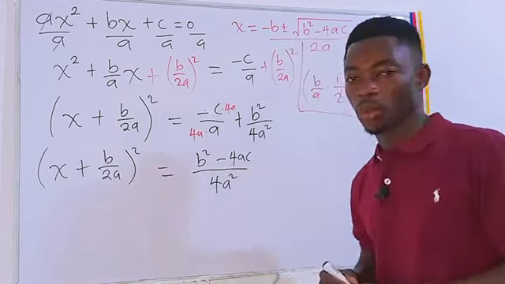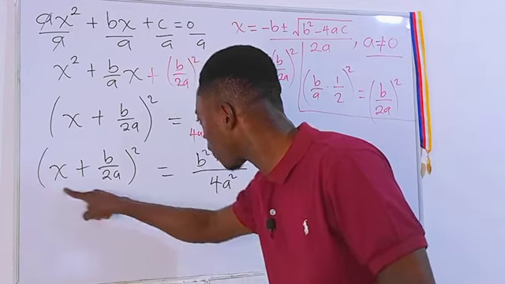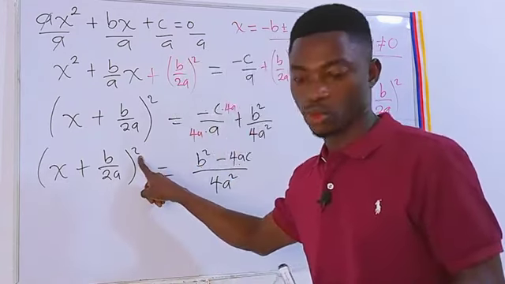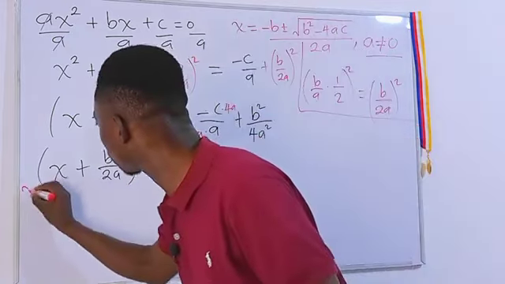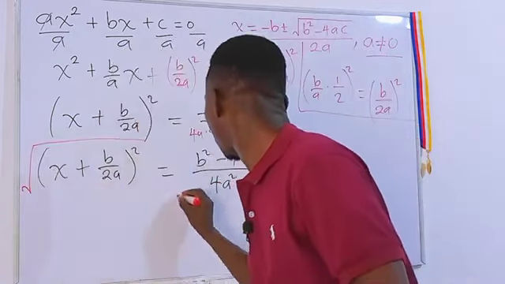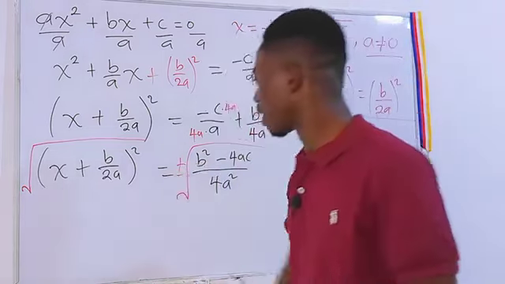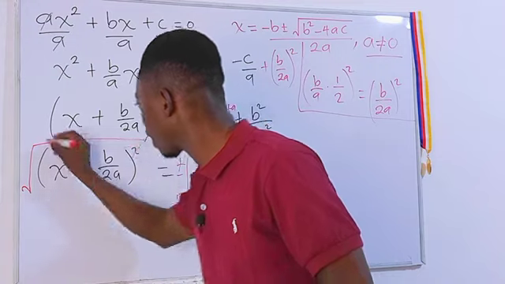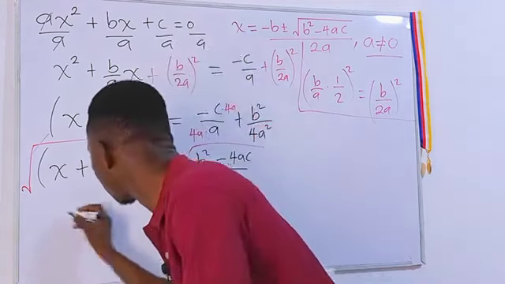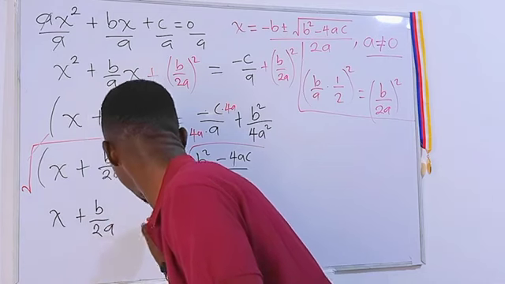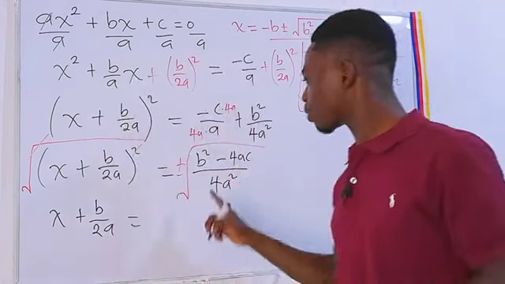Now check this out. We are looking for x, but we have the whole of this all squared. Before we can find x, we need to get rid of this square here. So let's do that by taking square root on each side of the equation. And of course, we are not forgetting our plus or minus, very important. This square and then the square root will go. Then on the left hand side, you'll be left with x plus b over 2a. Then the right hand side, in fact, we can simplify this way.